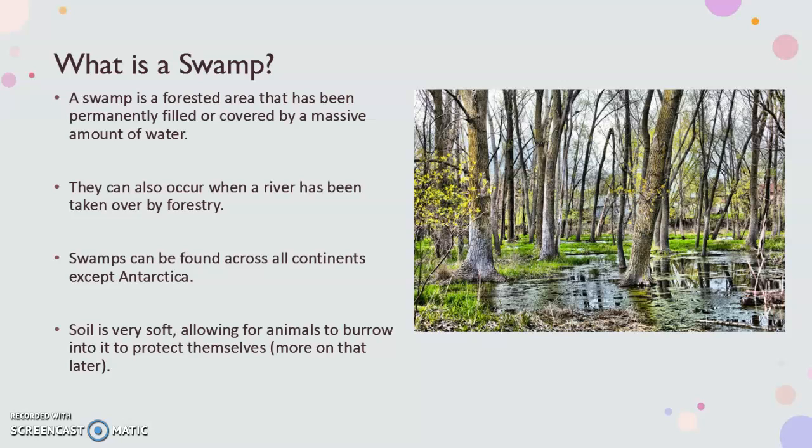Now first, what you may be asking is, what is a swamp? Well, a swamp is a forested area that has been permanently filled or covered by a massive amount of water. A swamp can also be when a river has been taken over by forestry. Like how you can see on the picture to the right, which shows water covering all of the ground, trees growing everywhere, and grass growing all randomly.